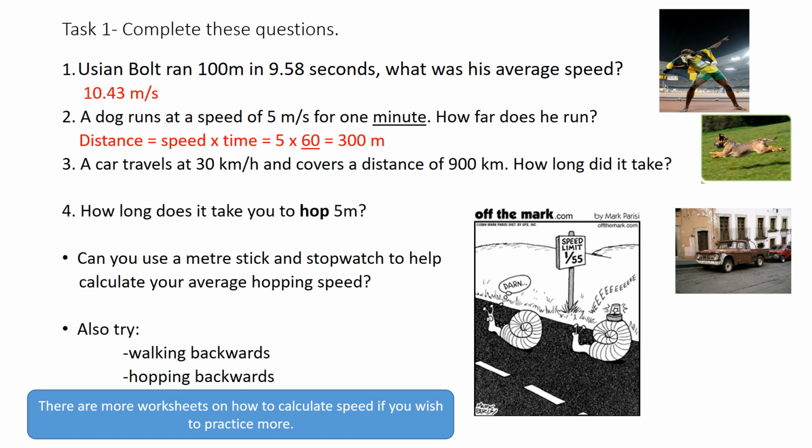The car travels at 30 kilometres per hour and covers a distance of 900 kilometres. How long did it take? And you do 900 divided by 30, gives me 30 hours. And then how long does it take for you to hop 5 metres? That was just one for you to work out.